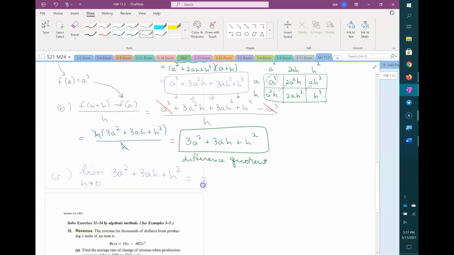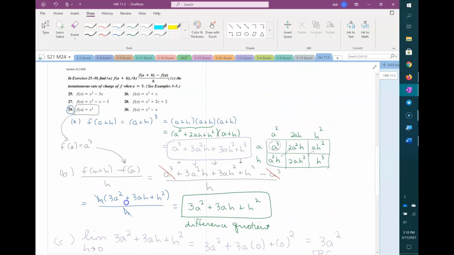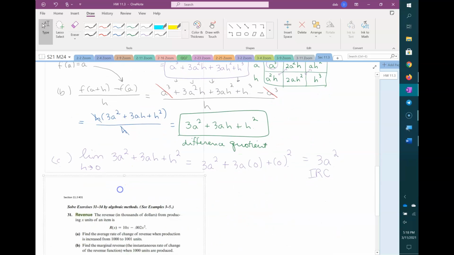So we put a 0 in everywhere we see an h, and we get 3a squared. So this is the formula for the instantaneous rate of change. And then we're asked specifically about when a is 5. So we're going to say when a is 5, the instantaneous rate of change is 3 times 5 squared, or 75.